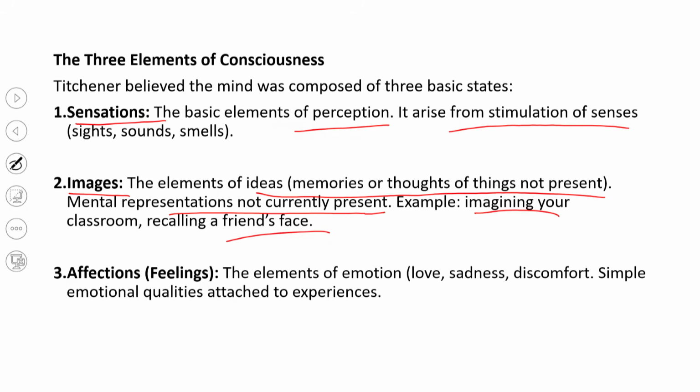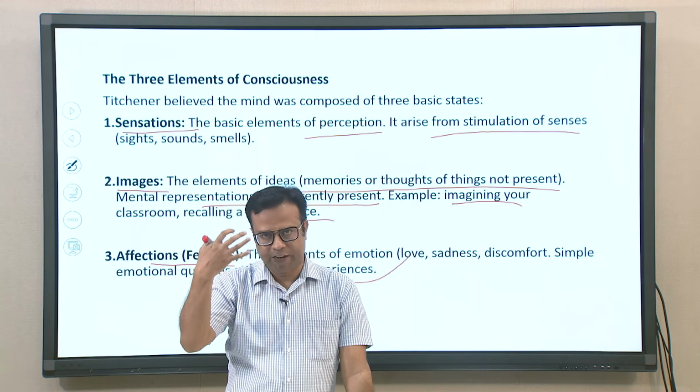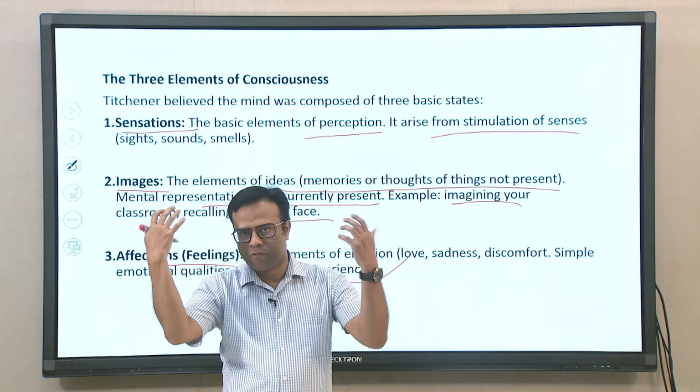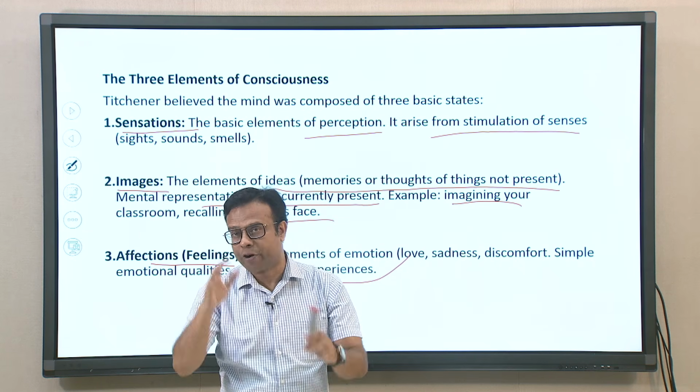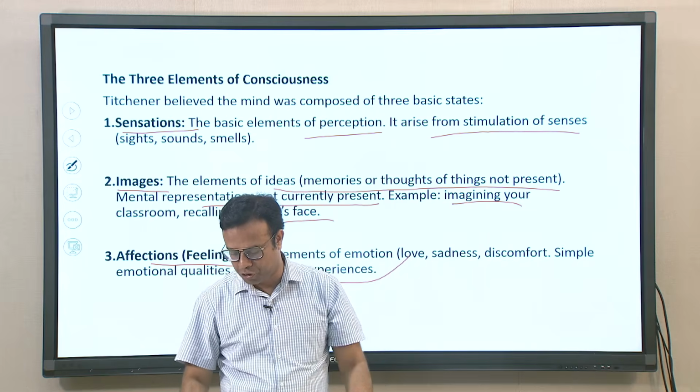So, one component of mind is sensation, the second is images, and the third is called affections or feelings. These are the elements of emotions: whenever you see something, what are the emotions associated with it? Love, sadness, discomfort, whatever it is. These are simple emotional qualities attached to experiences. So, structuralism found that these are the 3 basic components of mind or consciousness: sensation, images, affections. They combine to form all the mental processes. According to this school of thought, which was the first school of thought.